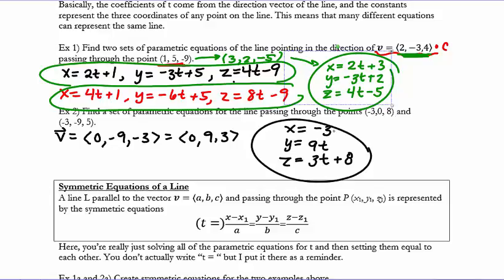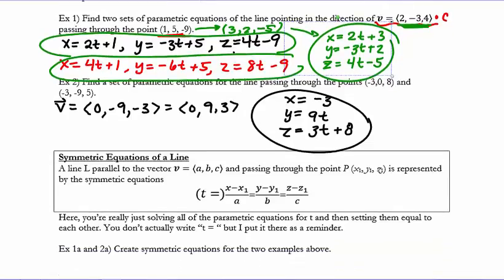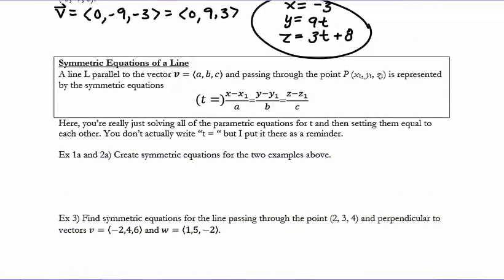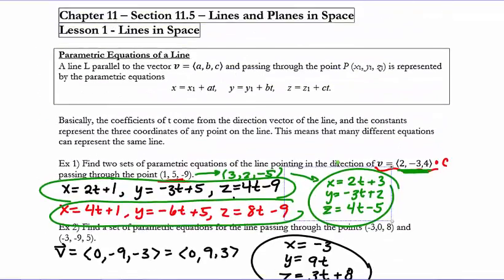There's one set of parametrics. Now, if I want the symmetric equations of a line, there's two different ways to write a line. I have to be honest with you, most of the time you're going to want it in parametric form. So that form that I've been showing you with the x equals, y equals, and z equals, that's primarily what we're going to use. However, you can also do something with the symmetric equations of a line, and basically all you do is you take these equations up here, and you solve for t.